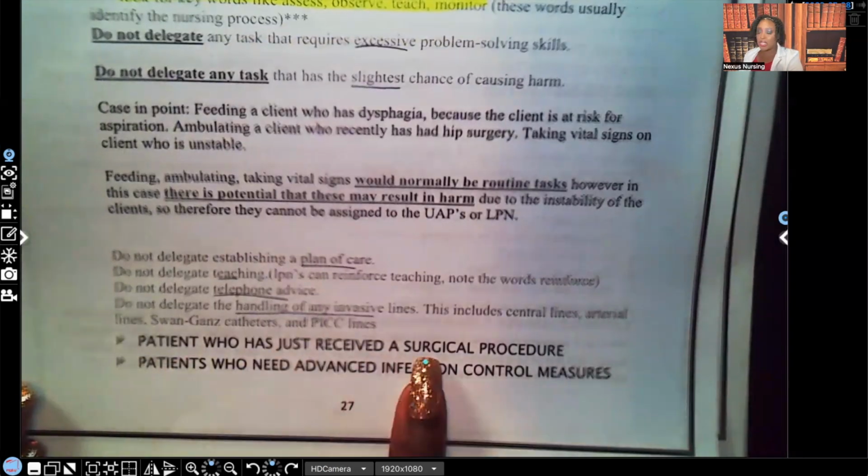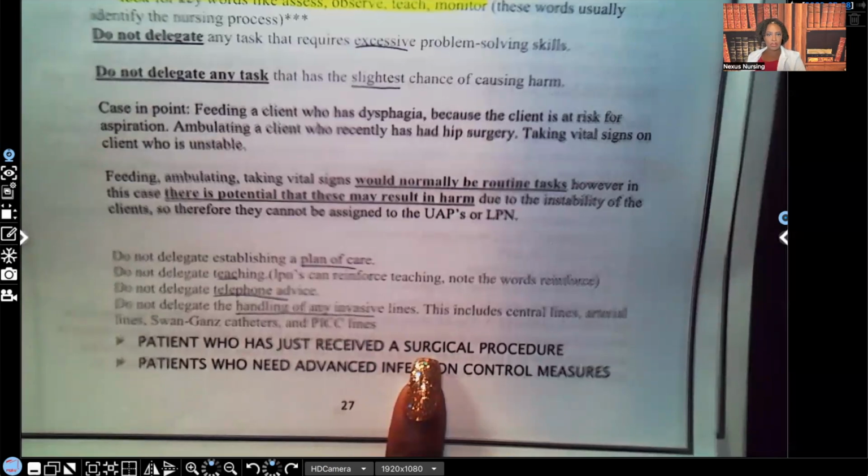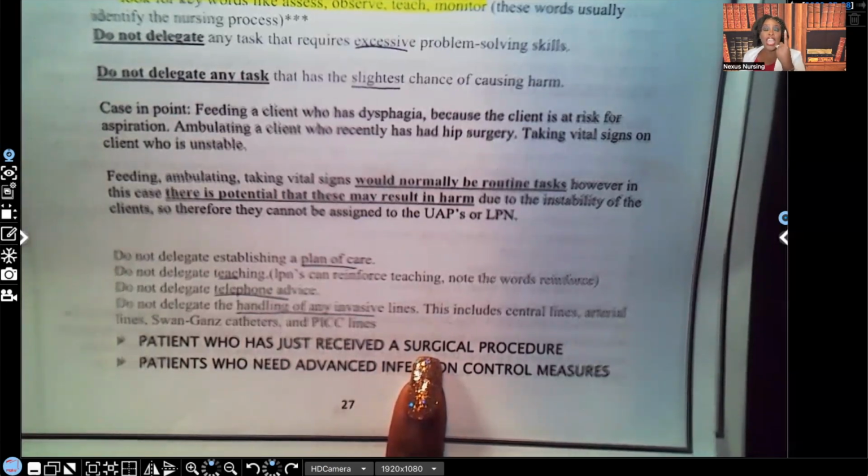Patient who just received a surgical procedure. Let's talk about this. A patient who just had surgery is not stable. They are unstable. They are at high risk for infection. They are at high risk for hemorrhage. They are at high risk for developing a DVT, or that DVT traveling to their lungs and turning into a pulmonary embolism. They're not stable. You have to keep that patient.